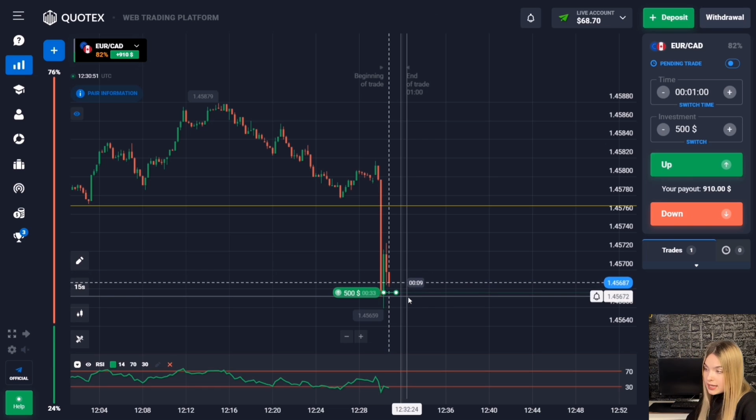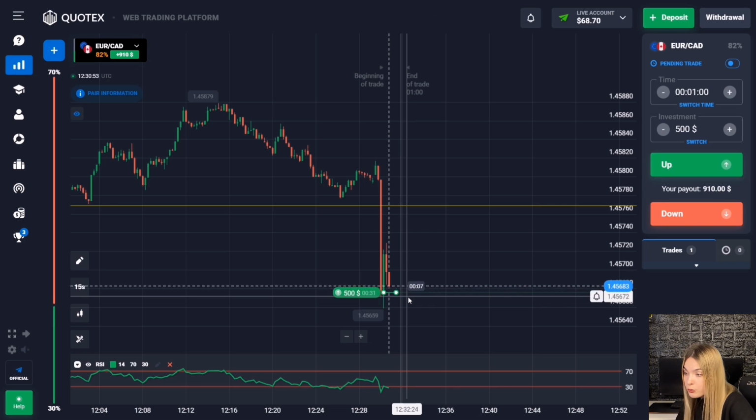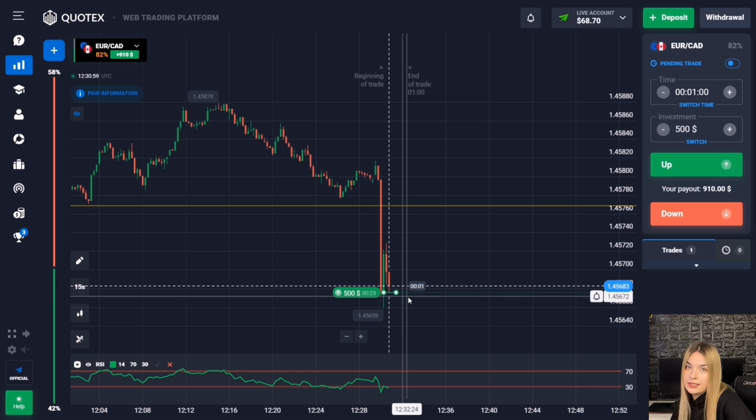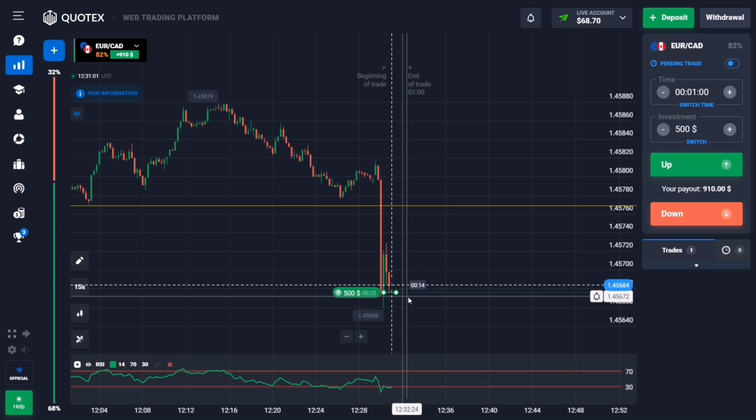Since in most cases after an impulse in unidirectional movement and a level breakout, there is a correction and a pullback in the opposite direction. As a rule, in such situations 1 minute is quite enough, and so guys, let's wait for the result.